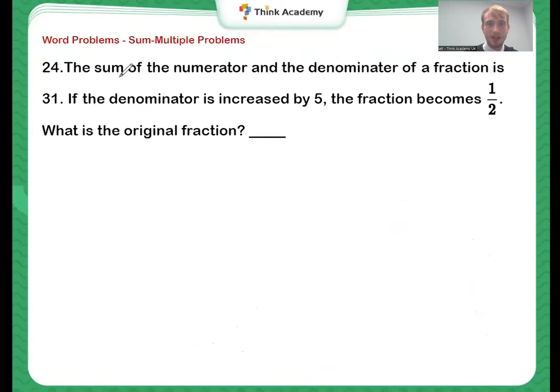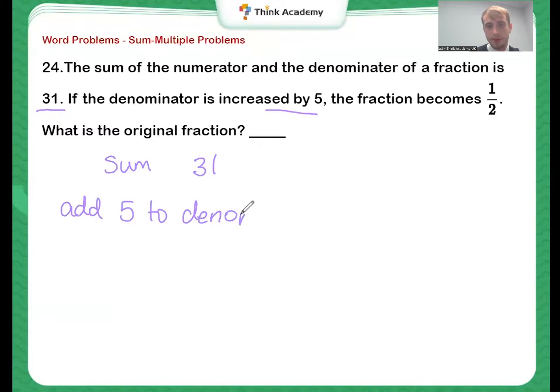This question says the sum of the numerator and the denominator is 31. And if the denominator is increased by 5, the fraction becomes 1/2. So the trick here is to consider what is our sum. Let's just write the sum. The sum is 31. Once we've added 5 to the denominator, the sum is going to change. So our sum now is no longer 31, it's going to be 36.